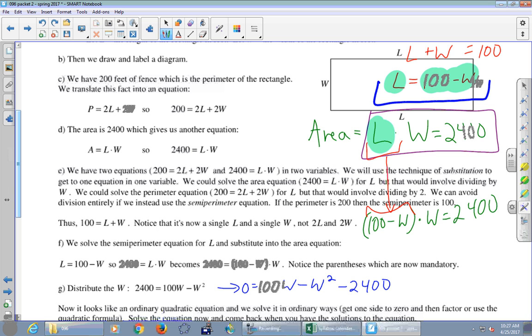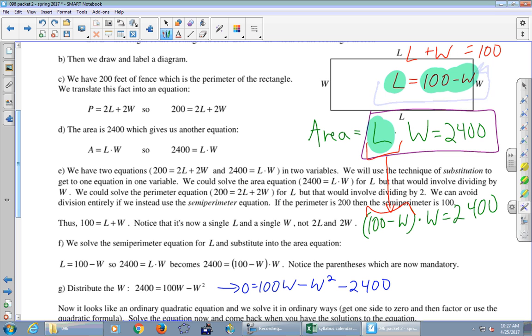If you know the width, you plop it into that equation, and it spits out the length. So if the width was 40, then you put a 40 right there, and what do you get for the length? 60. And if instead the width was 60, you plop a 60 right there for W, and what do you get for the length? It's 40.